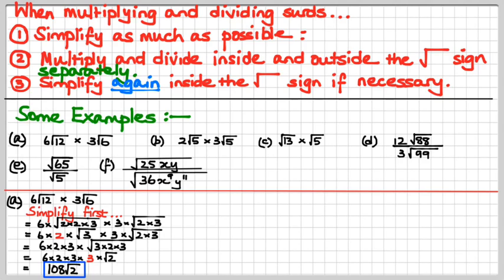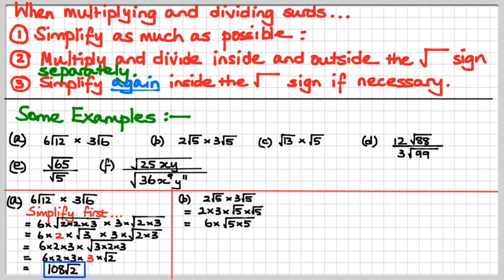Isn't it good? You knew that, didn't you? Well, if you didn't, you know it now. Pretty good. Let's do B. B is 2 root 5 times 3 root 5. There's no simplifying there because 5 is a prime number anyway. You can't simplify under the surd into any more prime factors because they're already prime factors. So we combine the two numbers, we do the multiplying, and we combine the two surd numbers.